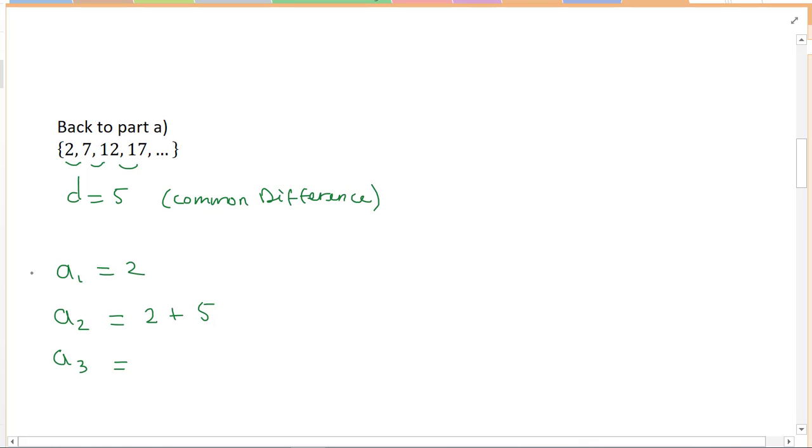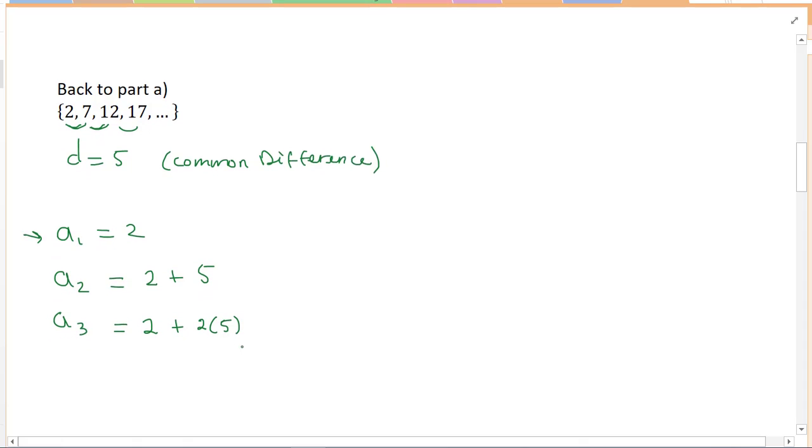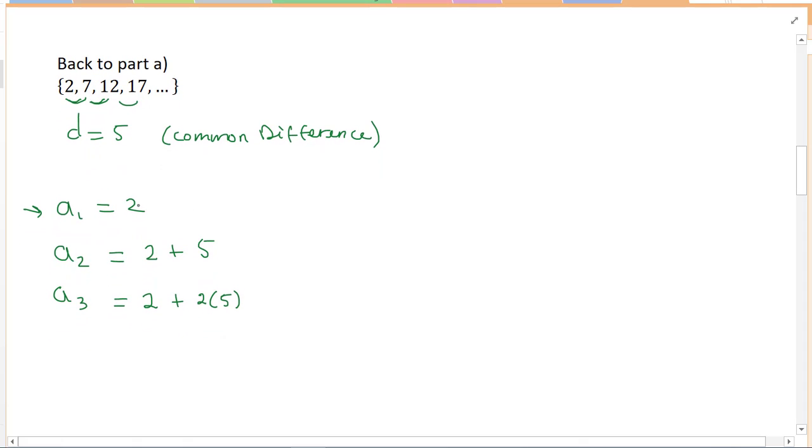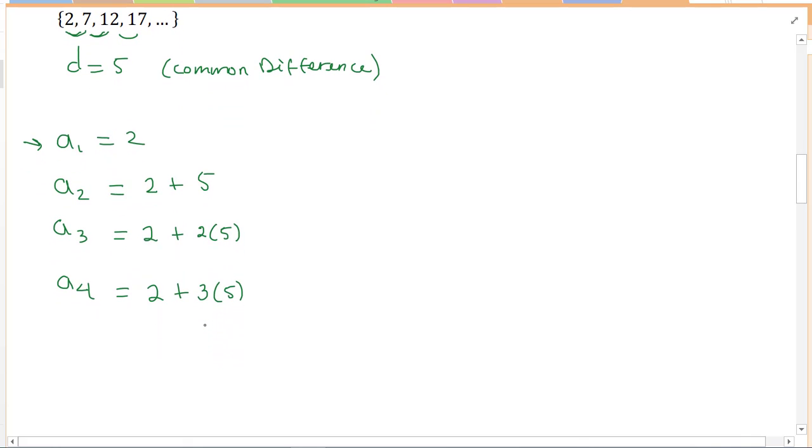But keeping it with A1, so we're going to focus on A1, this is going to be 2, right, plus, to get to A3, how many times have I added 5? Right, there's the first time, I'm adding it twice, so it's going to be 2 times 5. By this time I'm adding it to the first term, I've added the common difference twice. So what about A4? How many times will I have to add 5? So I add it once, I add it twice, I'm going to add it 3 times. So it's going to be 2 plus 3 times the common difference, and so on.